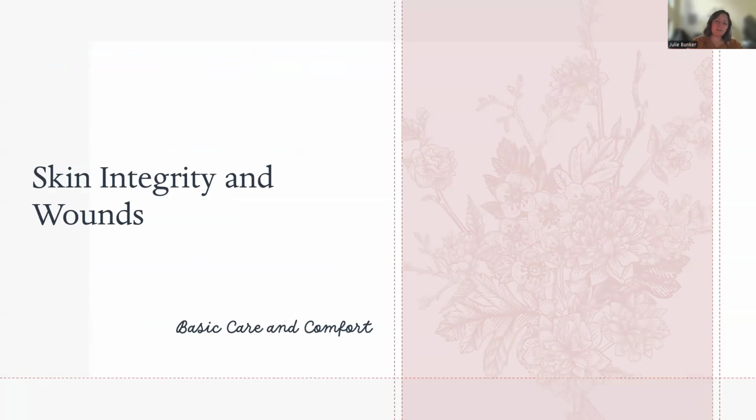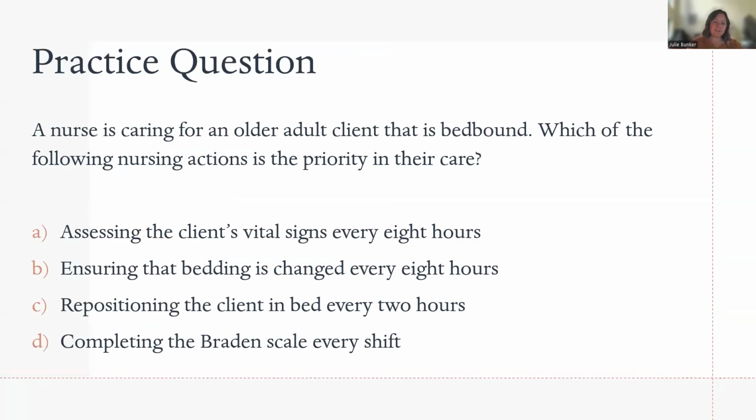Here's a practice question for you. A nurse is caring for an older adult client that is bedbound. Which of the following nursing actions is the priority in their care? A, assessing the client's vital signs every 8 hours. B, ensuring that the bedding is changed every 8 hours. C, repositioning the client in bed every 2 hours. Or D, completing the Braden scale every shift. Pause, think about it.